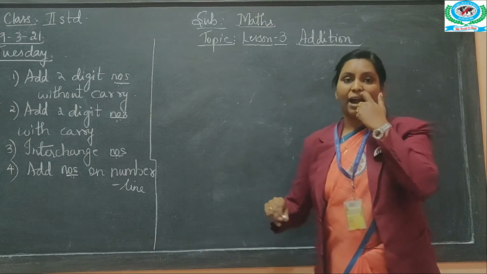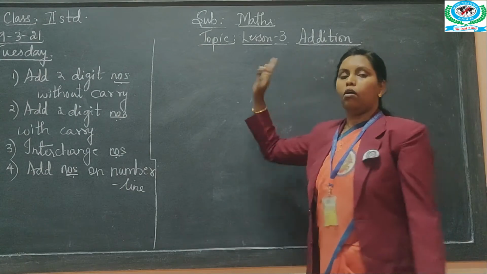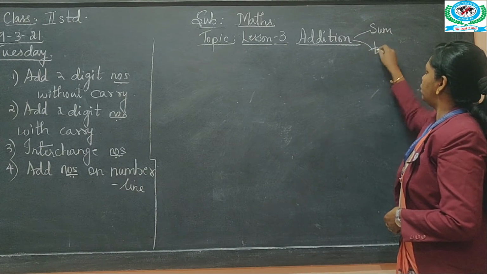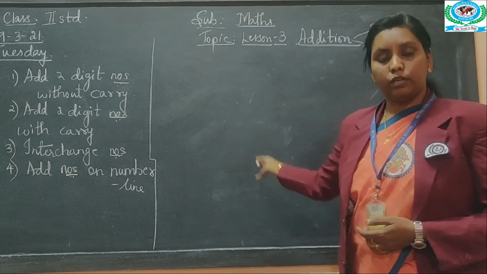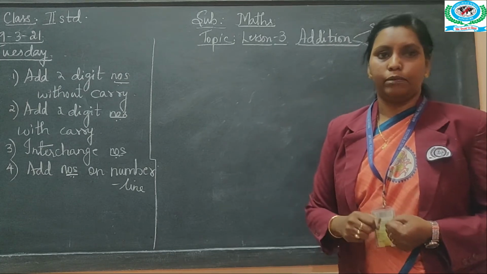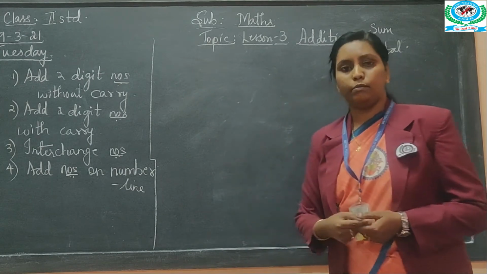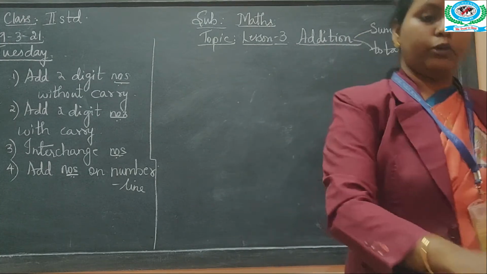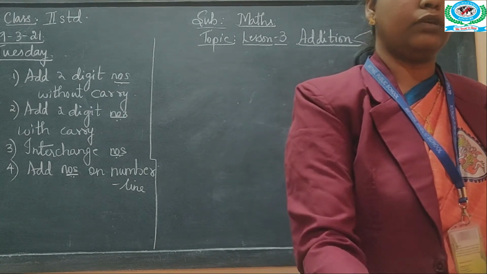The first one is adding 2-digit numbers without carrying. First of all, what do you mean by addition? Addition is the sum or total of 2 or more things, 2 or more numbers. So here we are dealing with numbers. We'll go to the first subunit, adding 2-digit numbers without carrying, and the numbers should exceed only up to 99. The sum should be within 99, that is a 2-digit number.